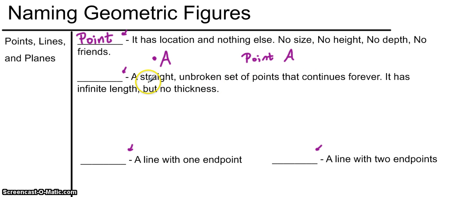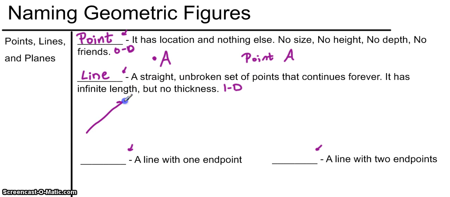Okay. The next one is a line. A line is a straight, unbroken set of points that continues forever. It is infinite length, but no thickness. So we would say that it is one dimensional, whereas the point has 0 dimensions.